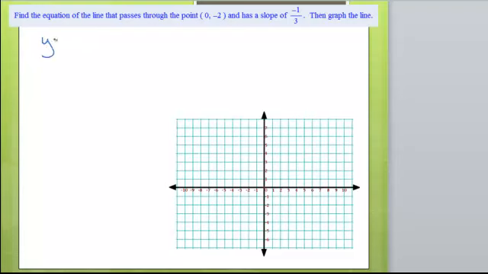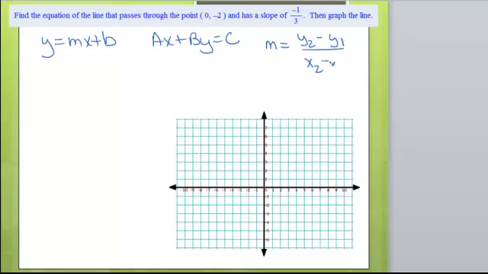We know y equals mx plus b. This is the slope-intercept form. We know ax plus by equals c. That is the standard form. And we also know that slope is equal to y2 minus y1 over x2 minus x1. So that's everything that we know right now.